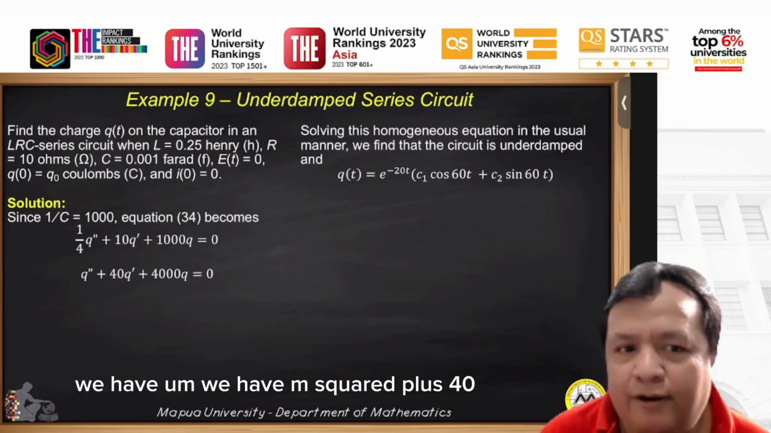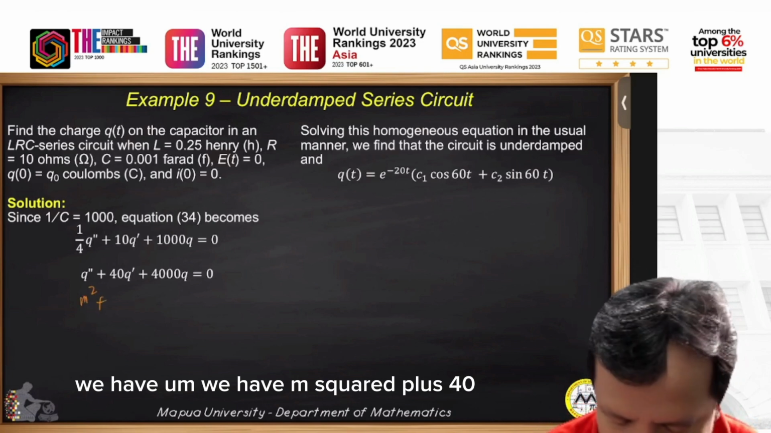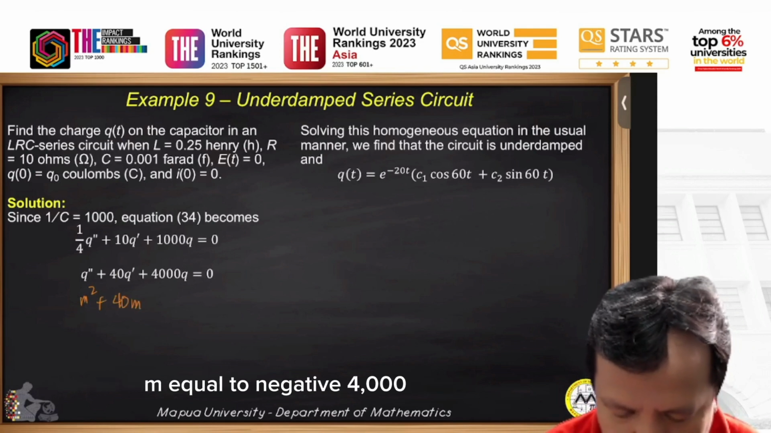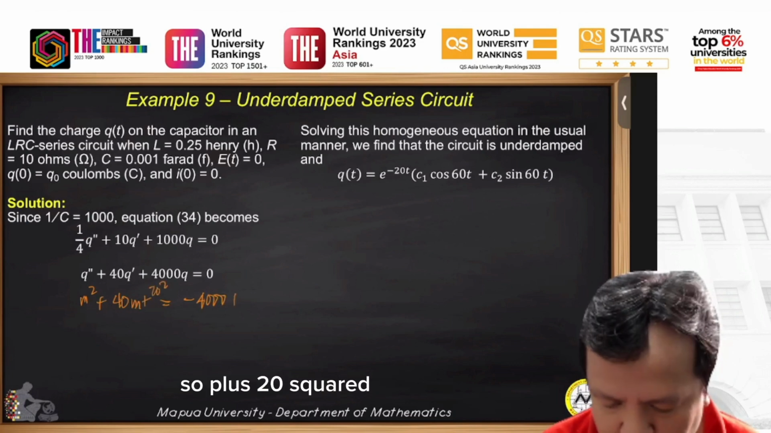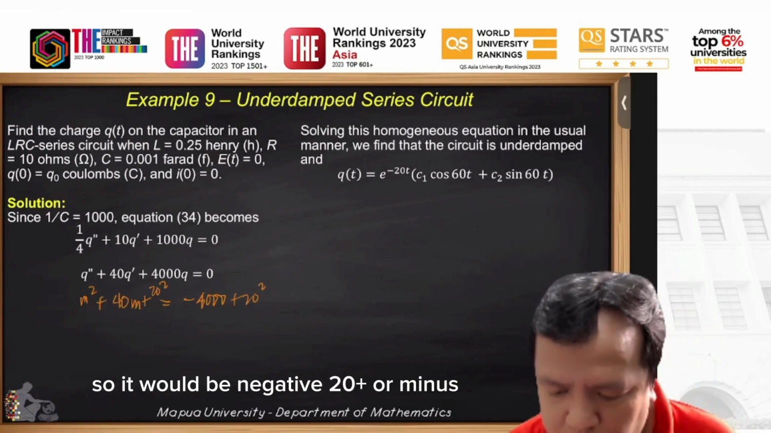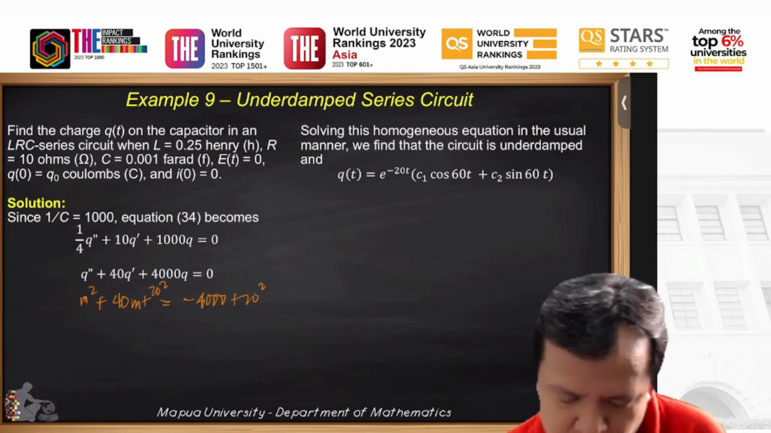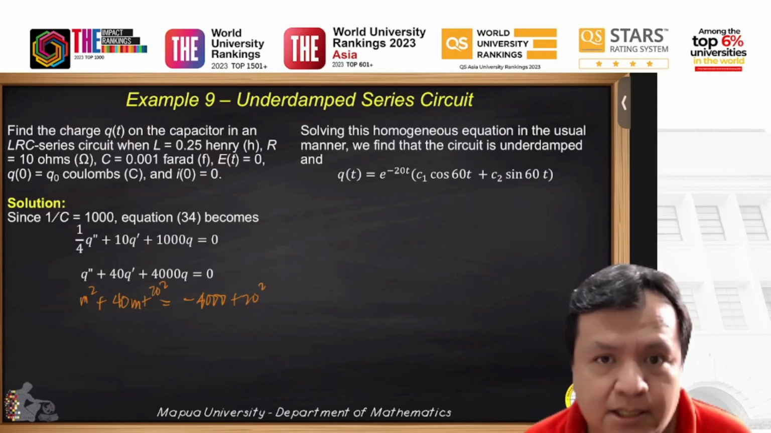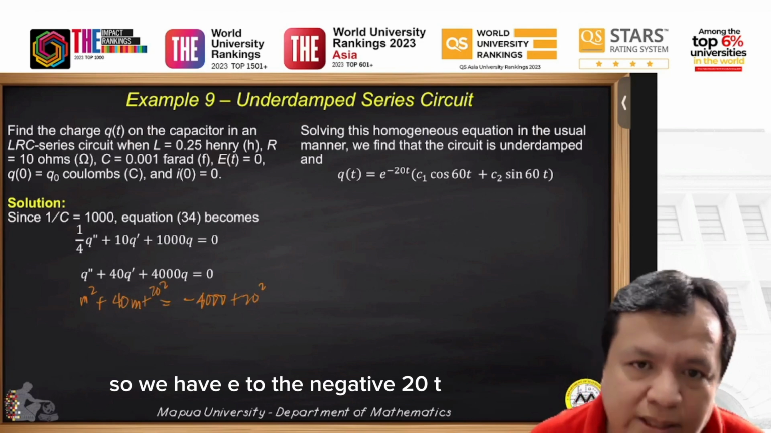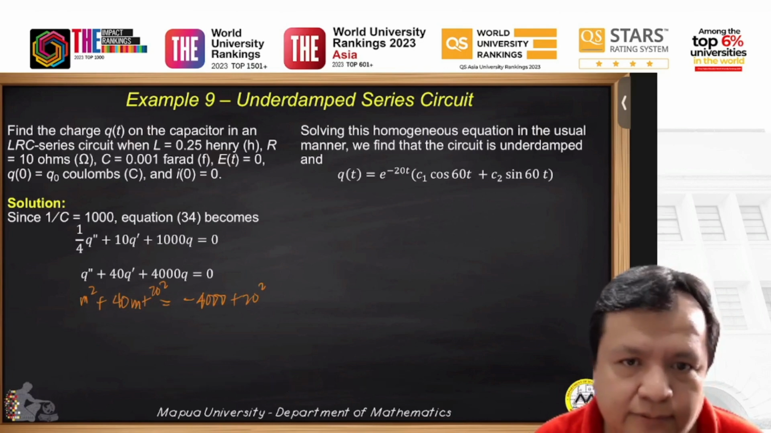So we have m squared plus 40m equal to negative 4,000. So 20 squared, so plus 20 squared. So it would be negative 20 plus or minus, so this is negative 3,600. So that's 60. So we have e to the negative 20t, C1 cosine 60t plus C2 sine 60t.